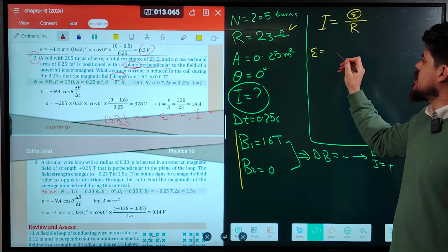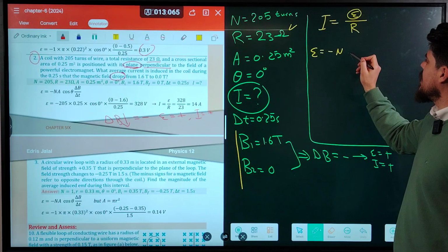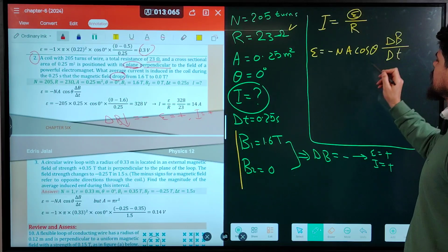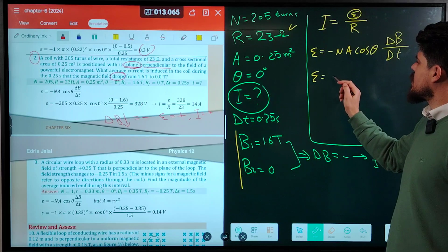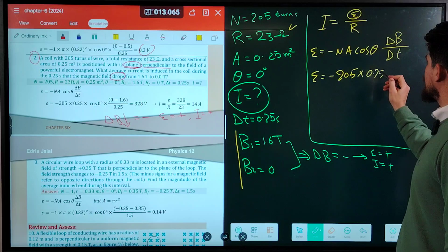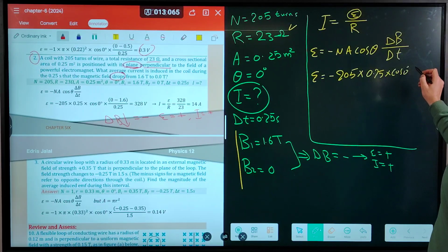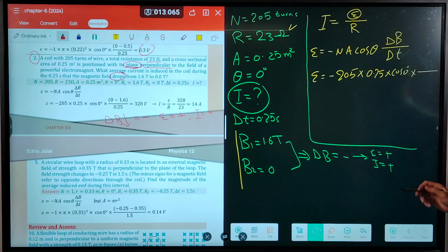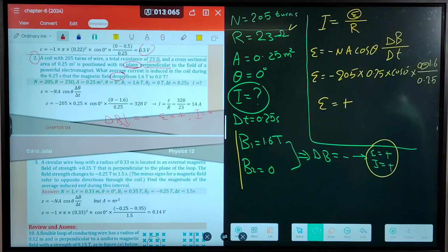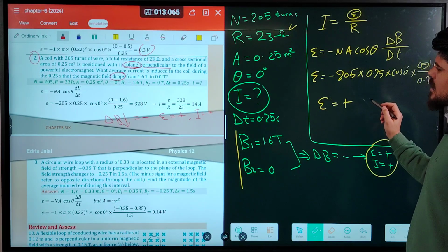If the magnetic field is changed, you have to use this relation: negative N A cosine theta, change in magnetic field divided by time. Replace the number of turns we have, area was given, 0.25, cosine 0 is 1, times change in magnetic field, B2 which is 0, minus 1.6, okay, divided by 0.25. Negative times negative is positive, okay? As I mentioned here, EMF and current must be positive. Positive what?